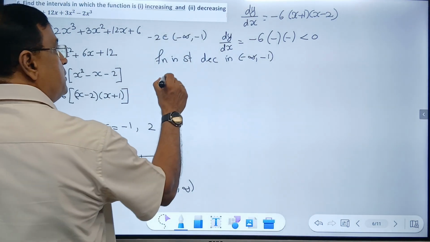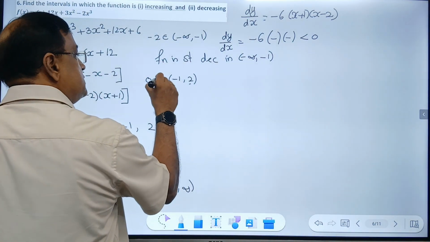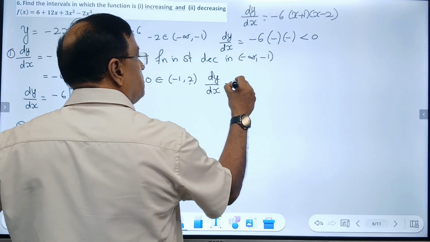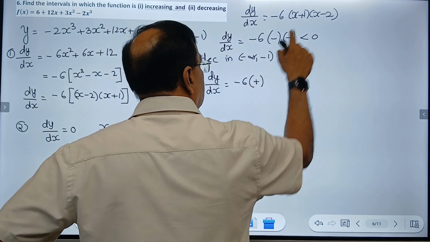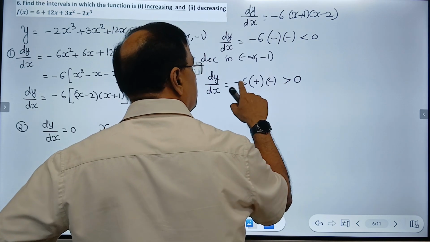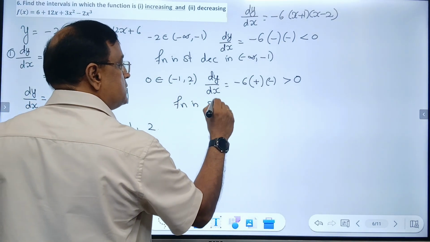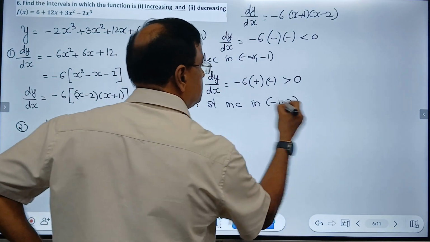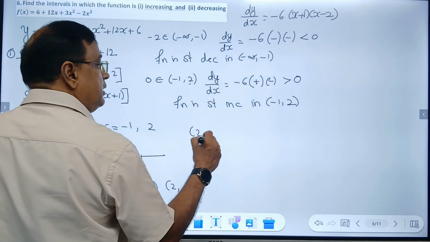Now what do you do? Choose a number between minus 1 and 2. What number will I choose? Obviously 0, because it's easy to calculate. So dy by dx will be minus 6 into, when I put 0, I get positive. When I put 0, I get negative. So this is obviously positive because minus into minus is positive. Therefore, the function is strictly increasing where? In minus 1 comma 2. Correct?